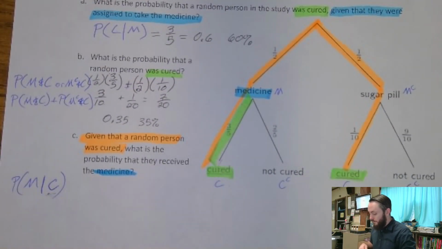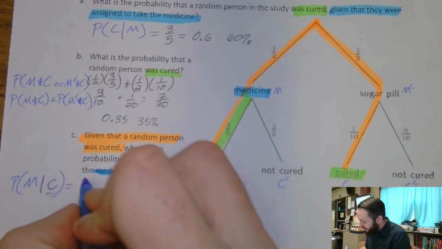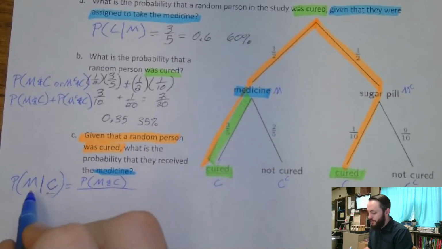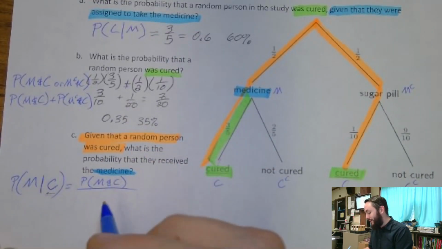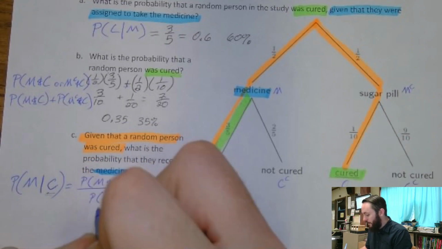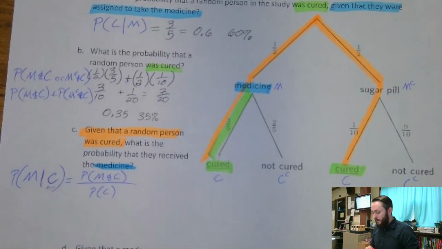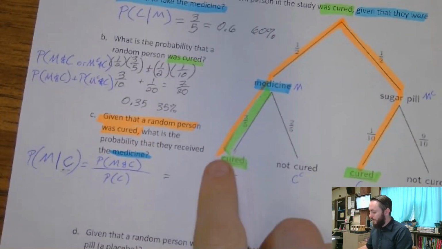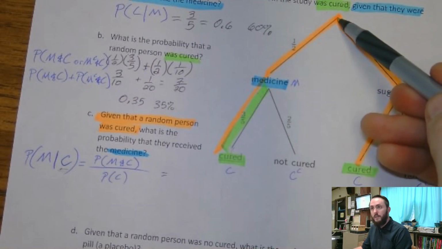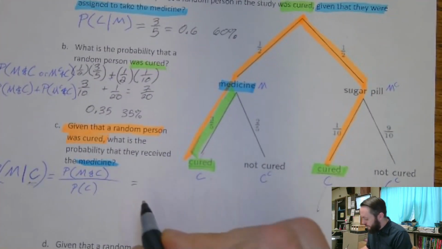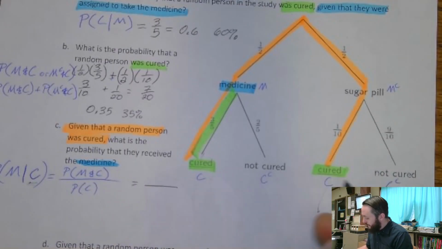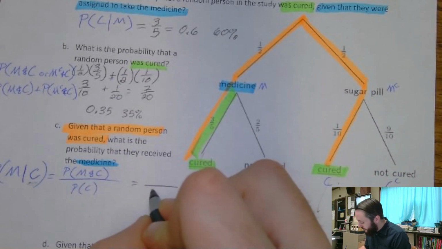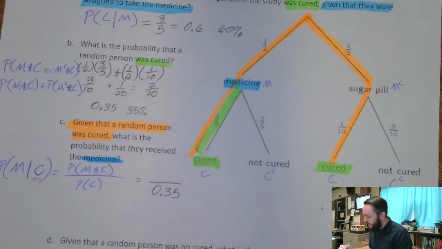So then we have to remember, in a sense, that we are talking about the intersection of the two, so medicine and cured, divided by the probability that they are cured. Now, visually, it's a lot easier, okay? Because visually, we have two branches, the two branches that represent cured. So there we go, 0.35.